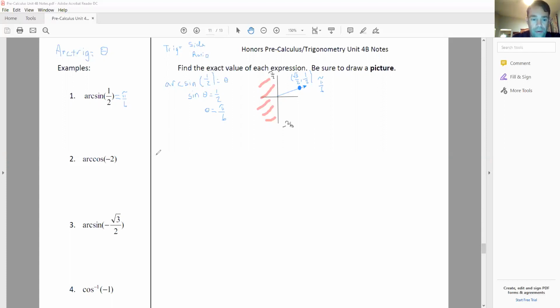Let's do another one together here. Okay, so another one together here. See how you guys are dealing with these. Then I'm going to let you try a couple here. So arc cosine is -2. So let's think about that one.